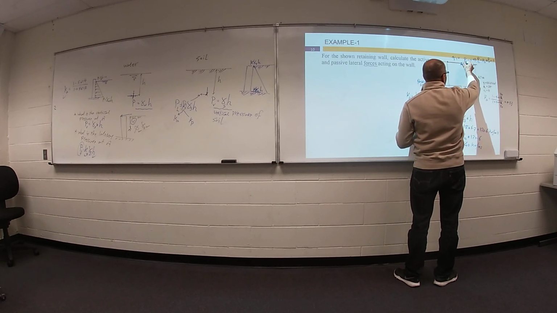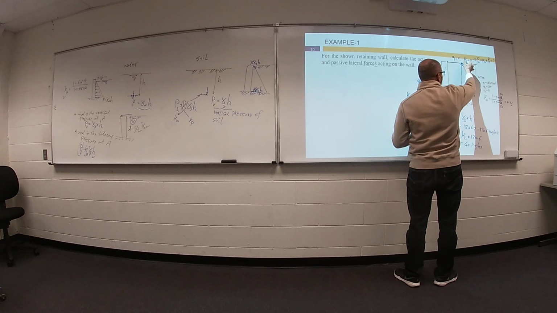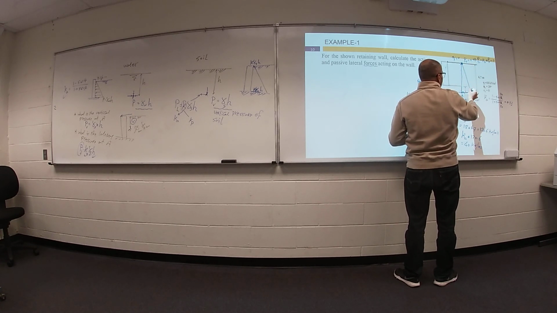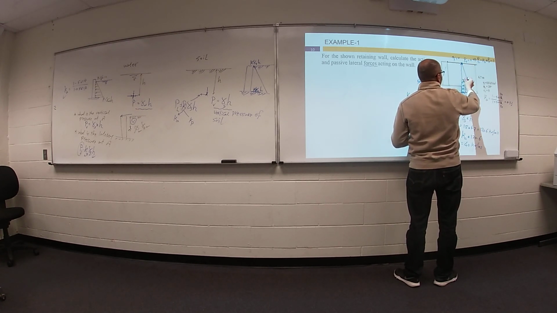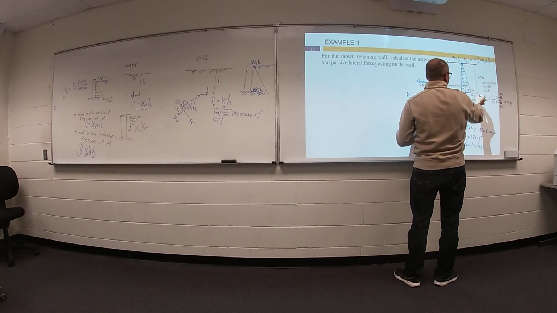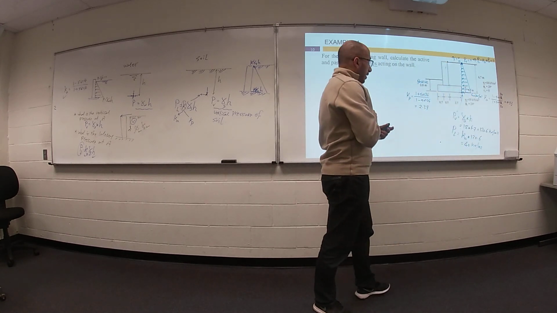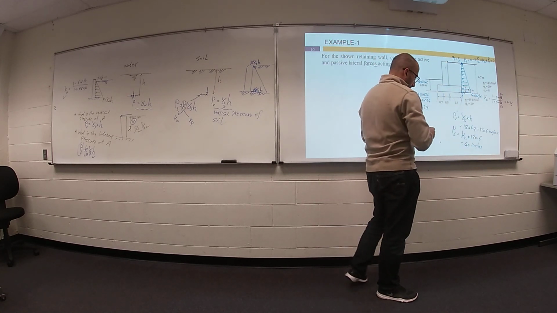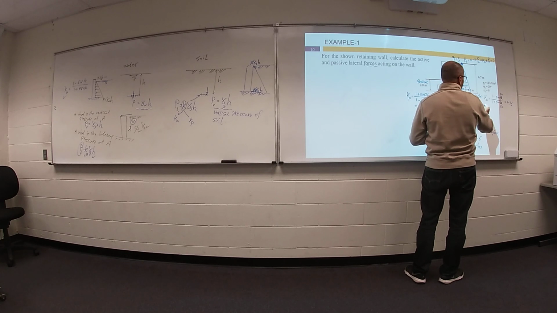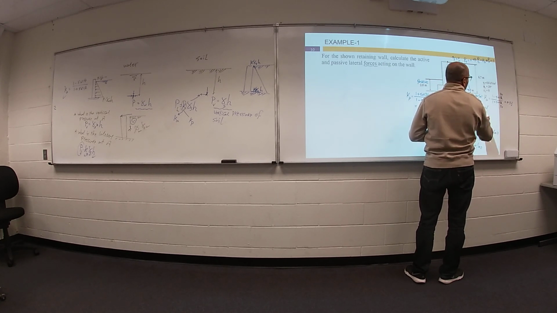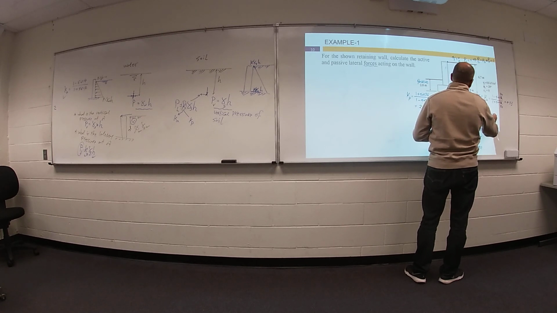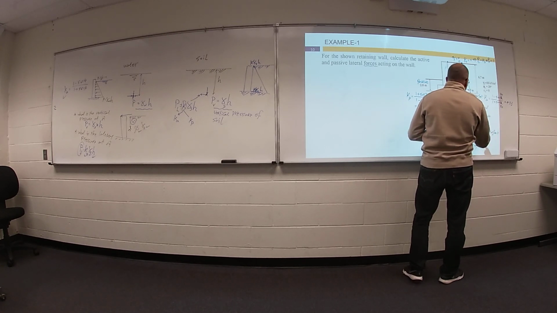Your stress here is 0. So the shape of your pressure will be one triangle. This value is 0. This value is 40 kilonewton per meter square. This shape is called lateral earth pressure or lateral active pressure.